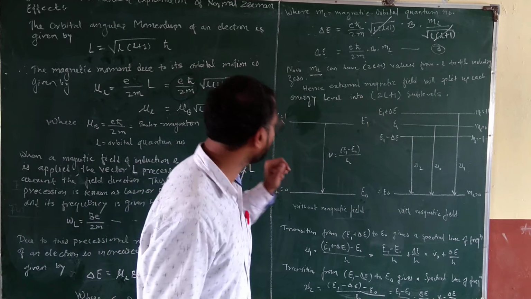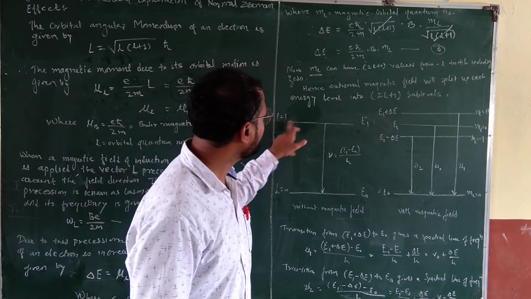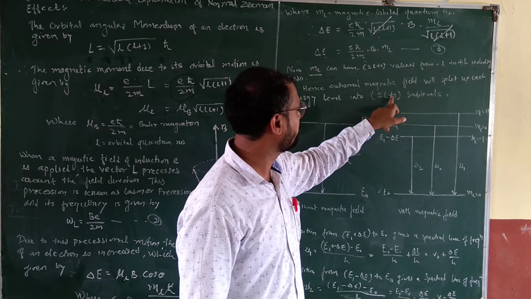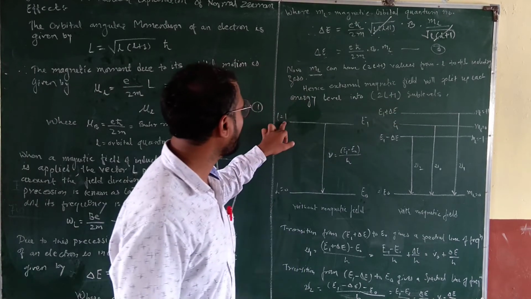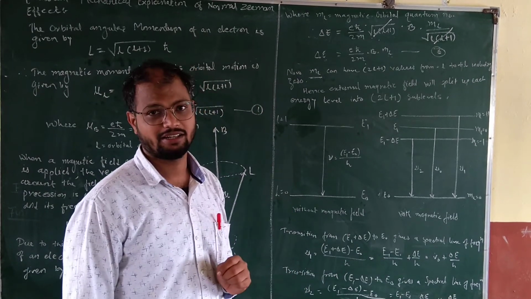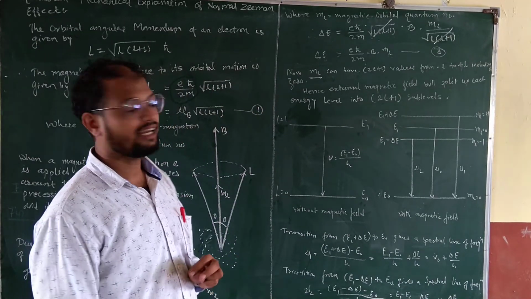Suppose 2L plus 1 lines. Here the value of L is equal to 1, we put here 1. So 2 into 1 is equal to 2, plus 1 means 3. So the L equals 1 line is split into 3 sub energy levels.